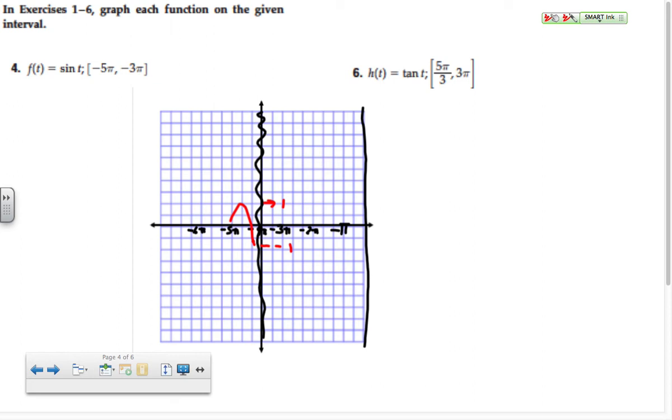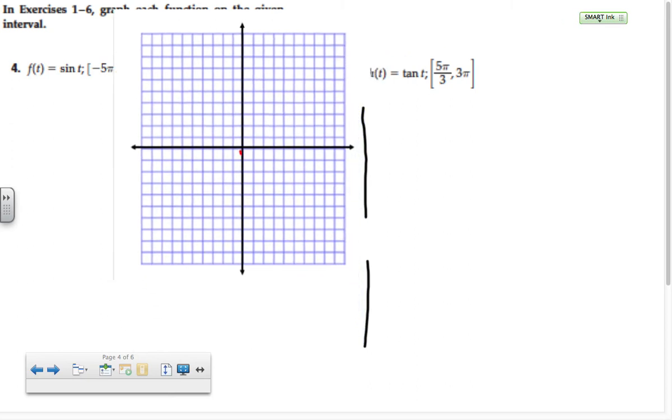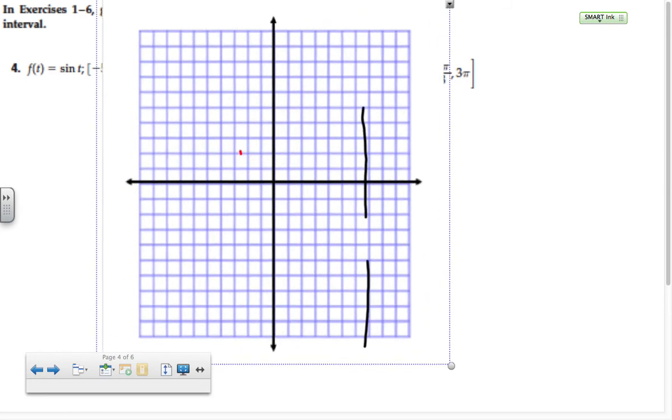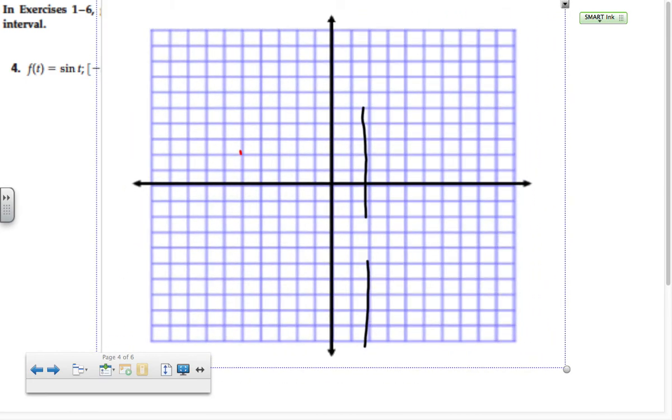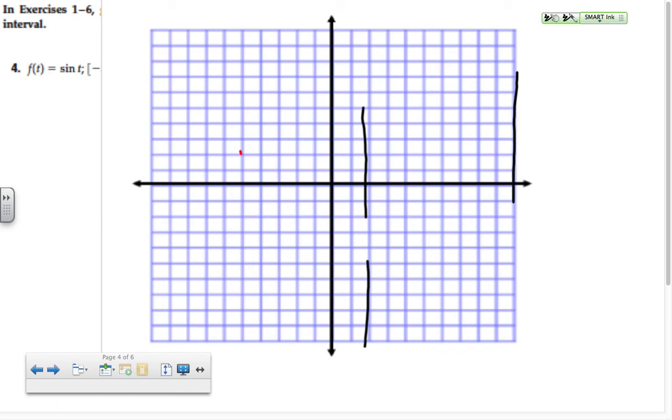I think I messed up when I was drawing these. These lines are too close together. You know what? We'll make it bigger. Again, we're going to make this my axis. Okay. This is negative pi. We're going to go negatives. Negative 2 pi, negative 3 pi, negative 4 pi, and negative 5 pi.